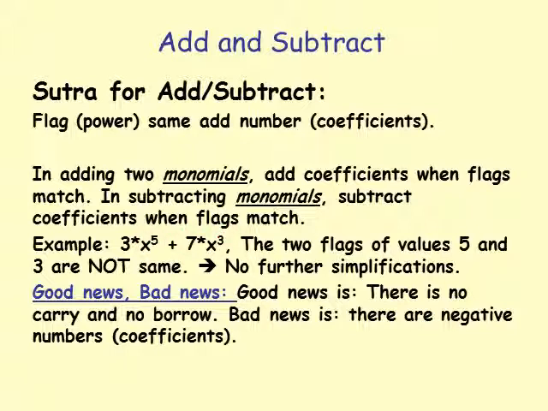Let's continue here. Good news, bad news. The good news is there is no carry and no borrow. The bad news is there are negative numbers. In manipulating these numbers, various monomials might have negative values. The coefficient might be negative, or we might end up getting negative coefficients after some manipulations.